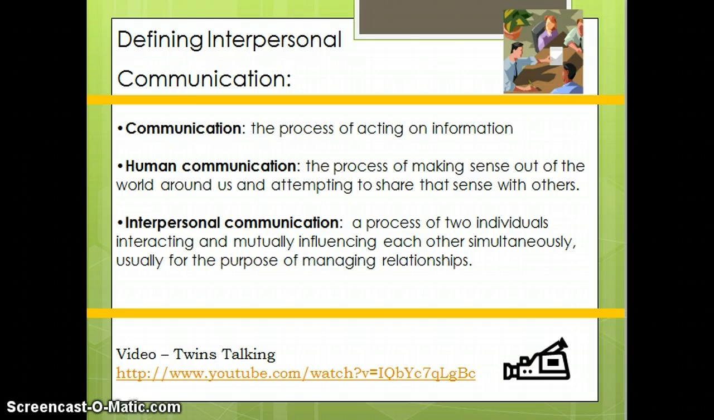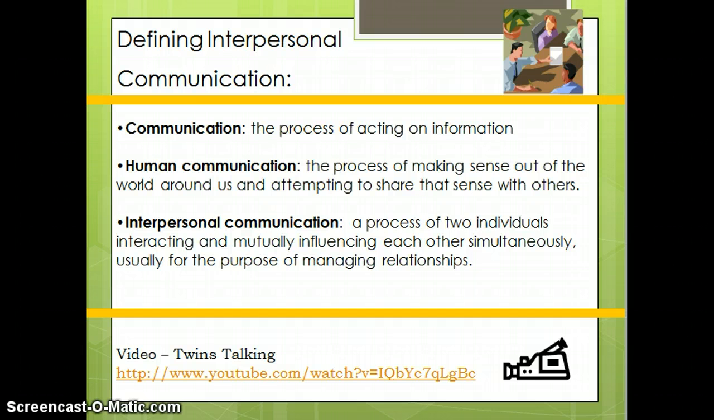Are these 2 twins interacting and mutually influencing each other simultaneously, managing a relationship? What's funny about this video is that you quickly figure out that these twins are not using language that you and I would recognize. They're babbling back and forth, but yet their babbling seems to be communicating messages back and forth, and they seem to be influencing each other. So I encourage you to take a quick look at that. It's a very short video.